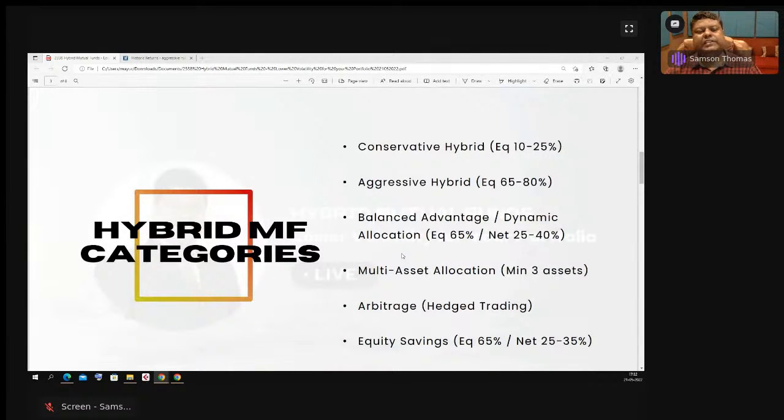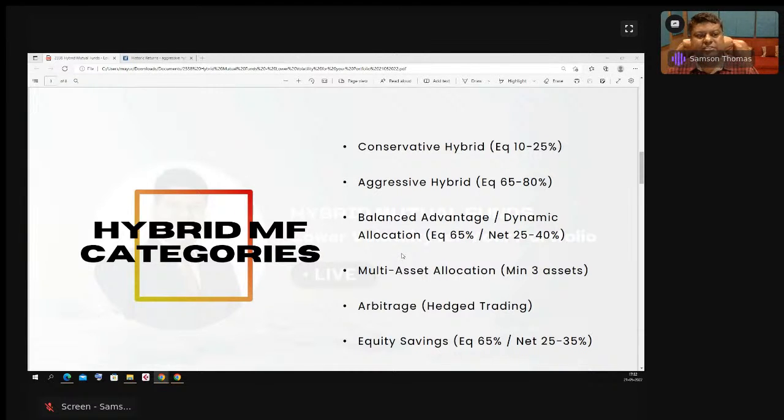So basically, we are looking at around six hybrid mutual fund categories. I just list it out here. Conservative hybrid, which has an equity portion of around 10 to 25%, and then we have something which is called the aggressive hybrid. So the aggressive hybrid has an equity portion of 65 to 80%.